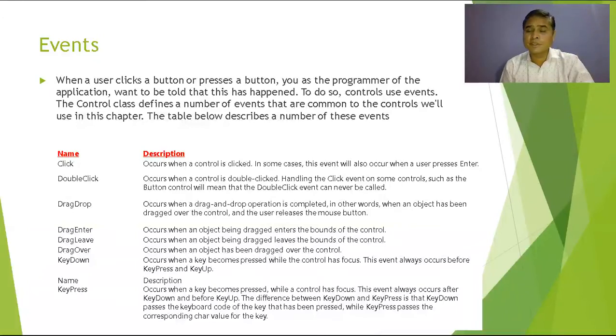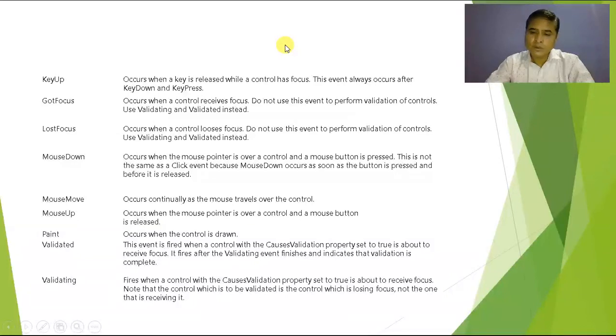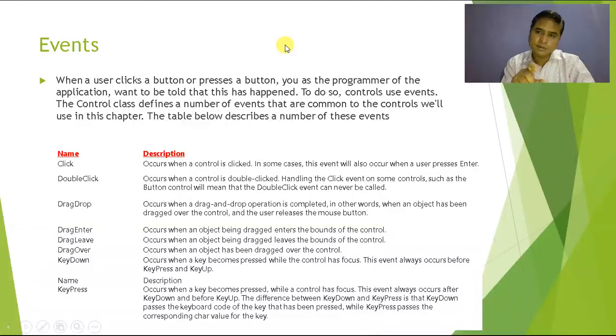In a similar manner, there is a term events. When a user clicks or presses a button, you, as the programmer of the application, want to be told that this has happened. To do so, controls use events. When you click on a button, the click is an event, a mouse event. Double click, drag and drop.